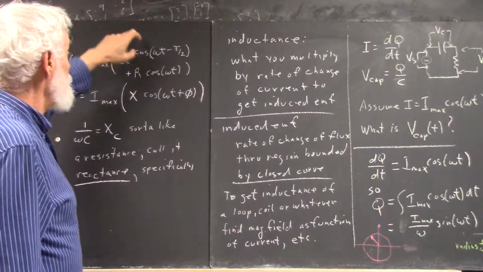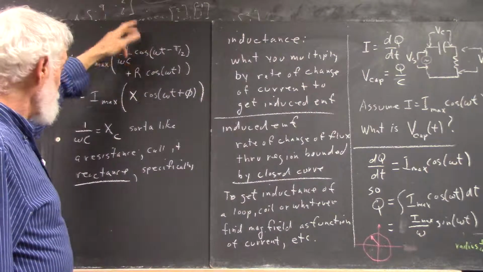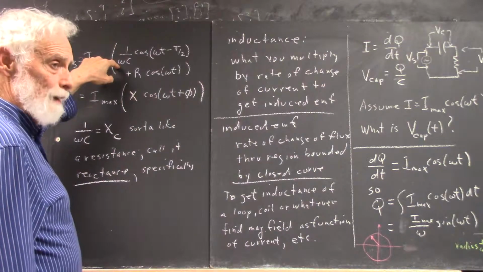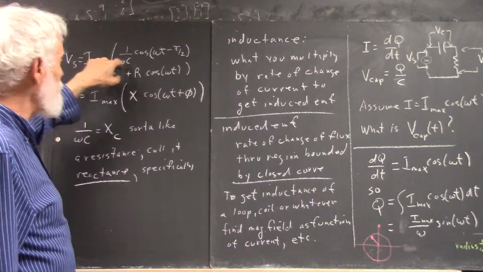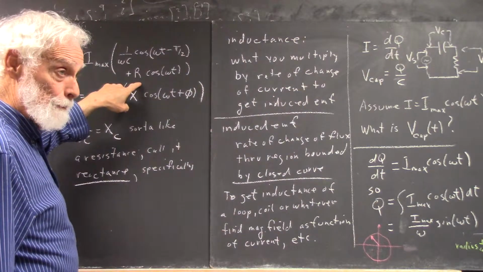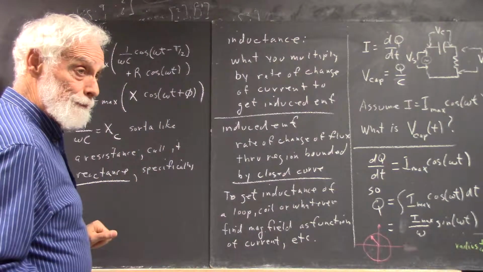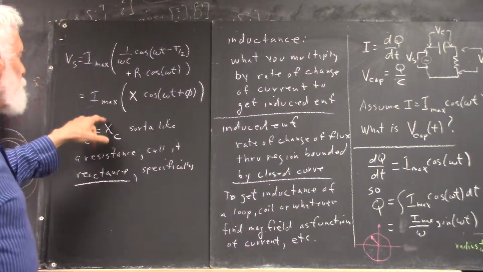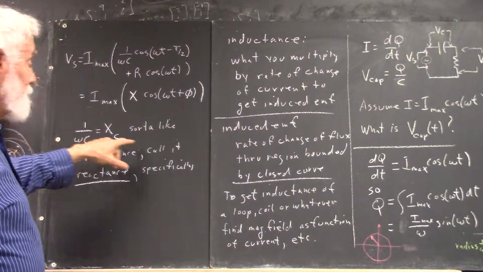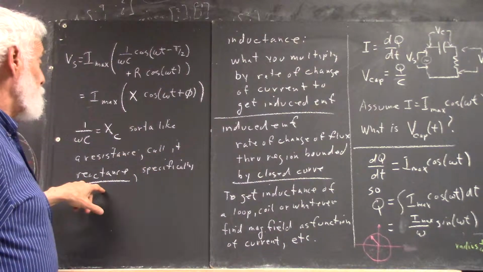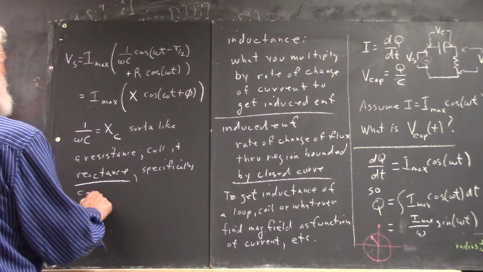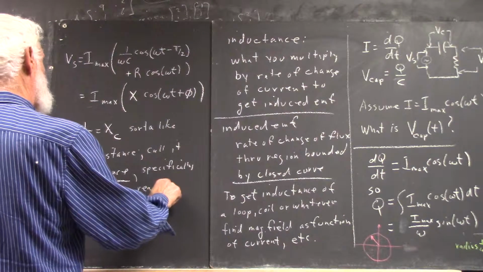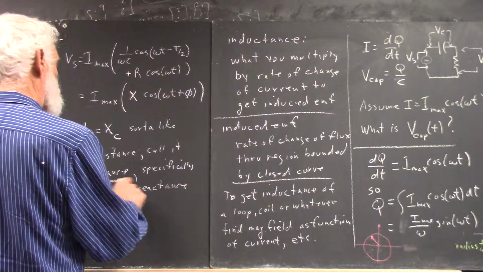Just simply, we do a little bit of algebra, a little bit of a trick, we put these together and we can get something like this. This acts like a resistance, something analogous to resistance, but it's out of phase with this resistance. It's out of phase by 90 degrees. So we call this 1 over omega c, we use the term x sub c. It's sort of like resistance, we call it a reactance, specifically capacitive reactance.